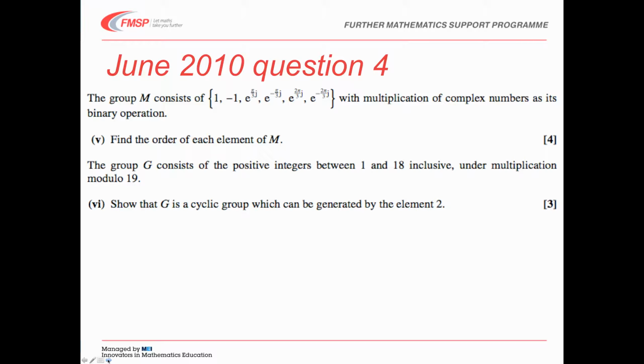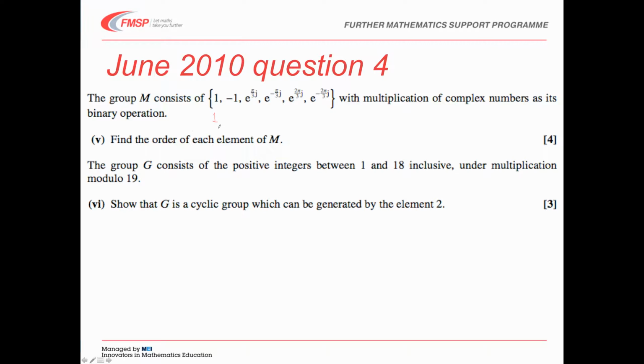We've got a group here with multiplication of complex numbers as its binary element. Find the order of each element of M. I'm going to just write them underneath for simplicity, so I'm not having to do too much writing. Obviously, it should be fairly obvious that we're looking at multiplication, and so 1 is the identity element, and so that has order 1.